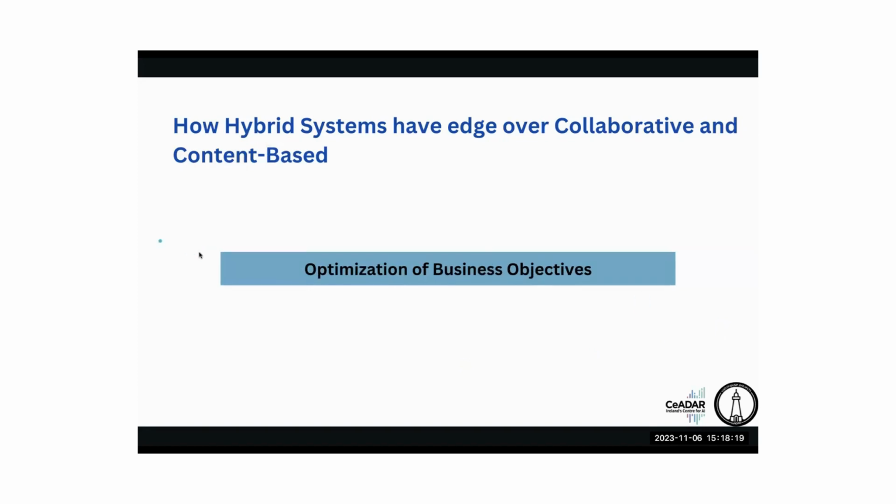The next important thing is optimization of business objectives. The hybrid system can be fine-tuned to align with specific business goals, such as maximizing user engagement, increasing sales, increasing promotion, giving discounts, or featuring a specific type of content or a new product launch. The optimization of business objectives serves a very important role here.